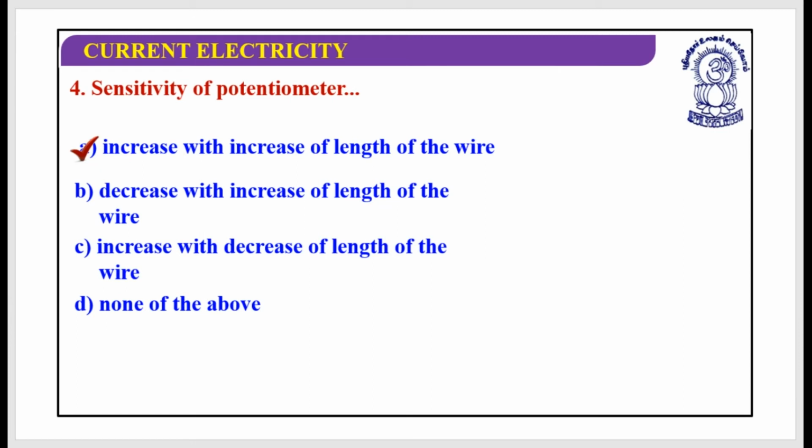It's the sensitivity of the potentiometer. The sensitivity increases with the increase of the length of the wire. We have V by L, that is directly proportional to K. So V is directly proportional to L. As length is increasing, its potential is increasing, and the sensitivity of the potentiometer is also increasing. Is it clear?